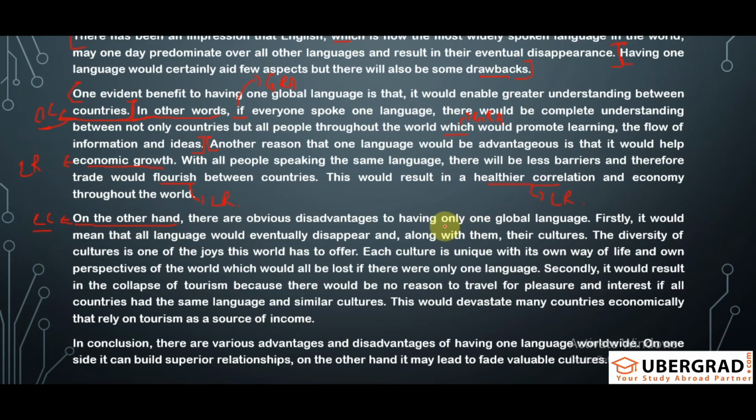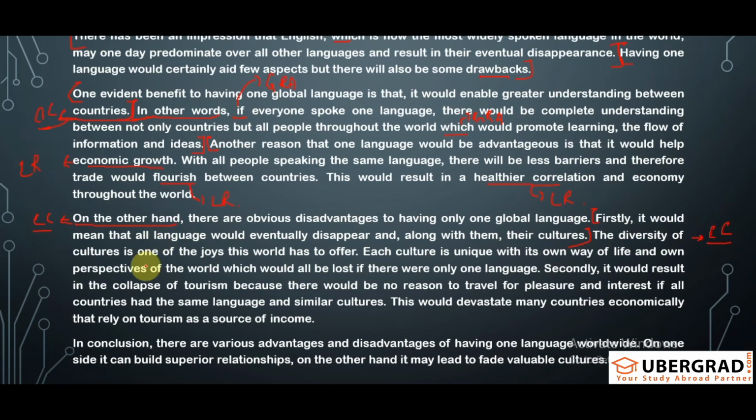There are obvious disadvantages to having one global language. Firstly and secondly is a good way of organizing your answer. It's a very good way of organizing your answer. Whenever you have 2 points, you should use firstly and secondly. This is a very good way of organizing. You get marks for coherence cohesion. Firstly, it would mean that all language would eventually disappear and along with them their cultures. This is the first disadvantage.